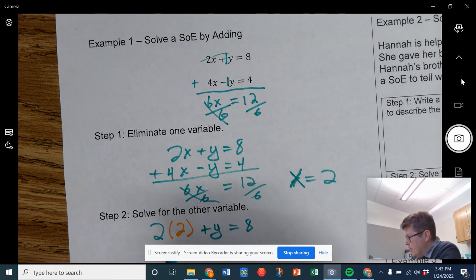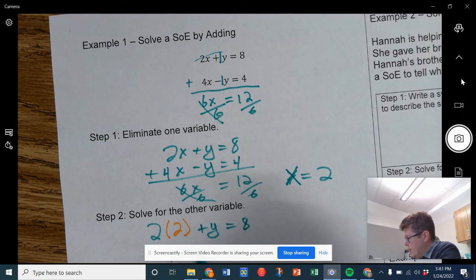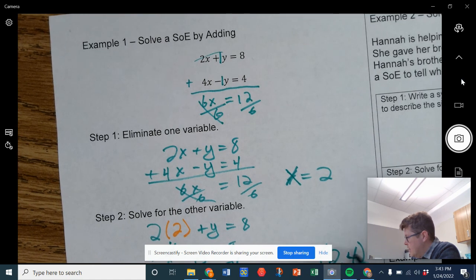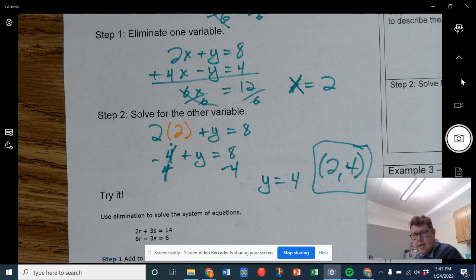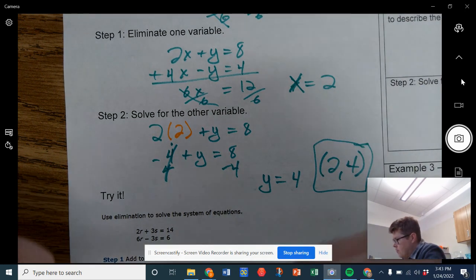Okay, and then we're going to combine those together to get 4 plus y equals 8. And then we subtract 4 to cancel, and we end up with y equals 4. So our system of equations comes out to a solution of 2, 4, right?